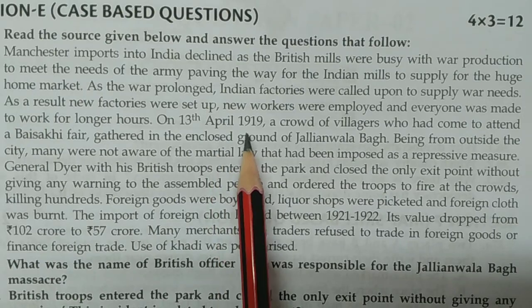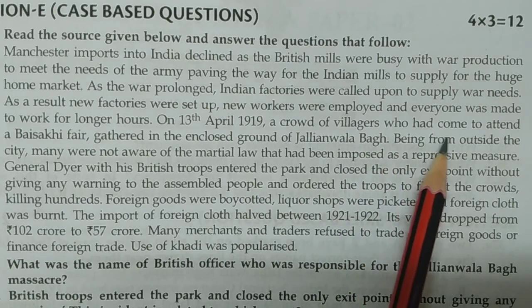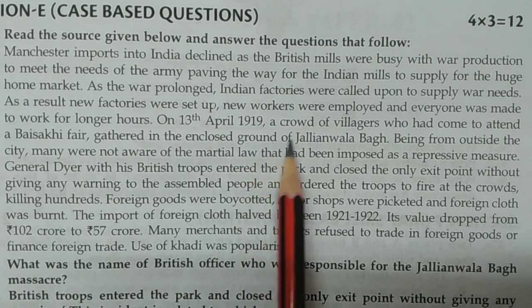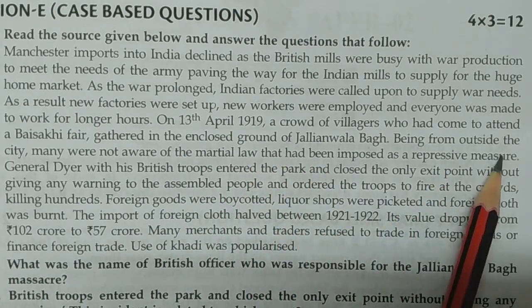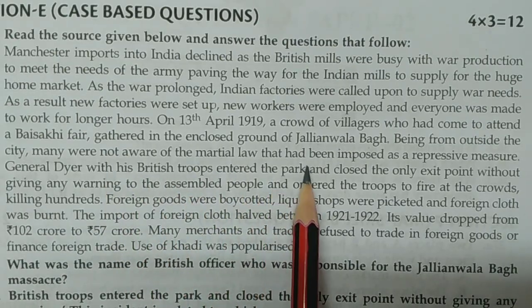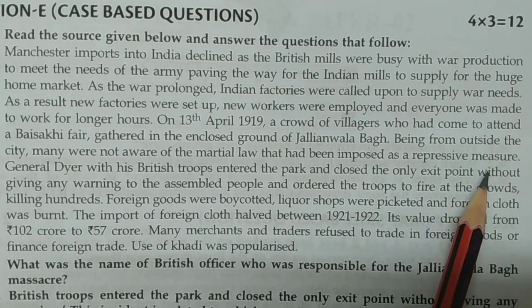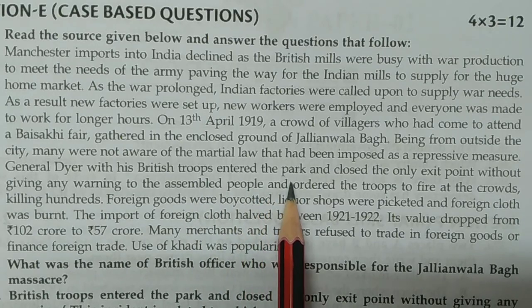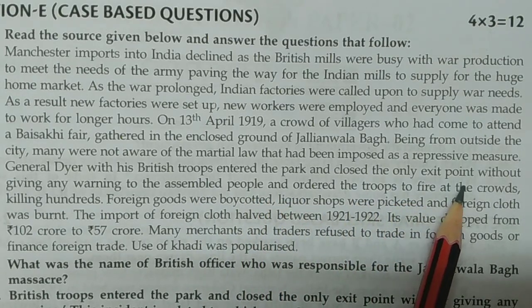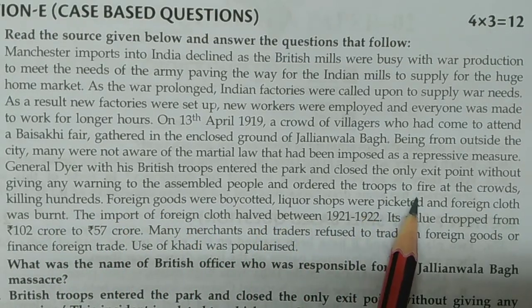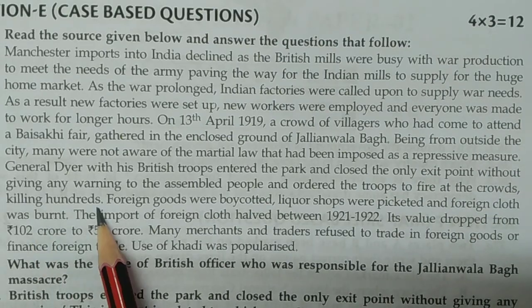On 13th April 1919, a crowd of villagers who had come to attend a Baisakhi fair gathered in an enclosed ground of Jallianwala Bagh. Being from outside the city, many were not aware of the martial law that had been imposed as a repressive measure. General Dyer with his British troops entered the park and closed the only exit point without giving any warning to the assembled people and ordered the troops to fire at the crowds, killing hundreds.